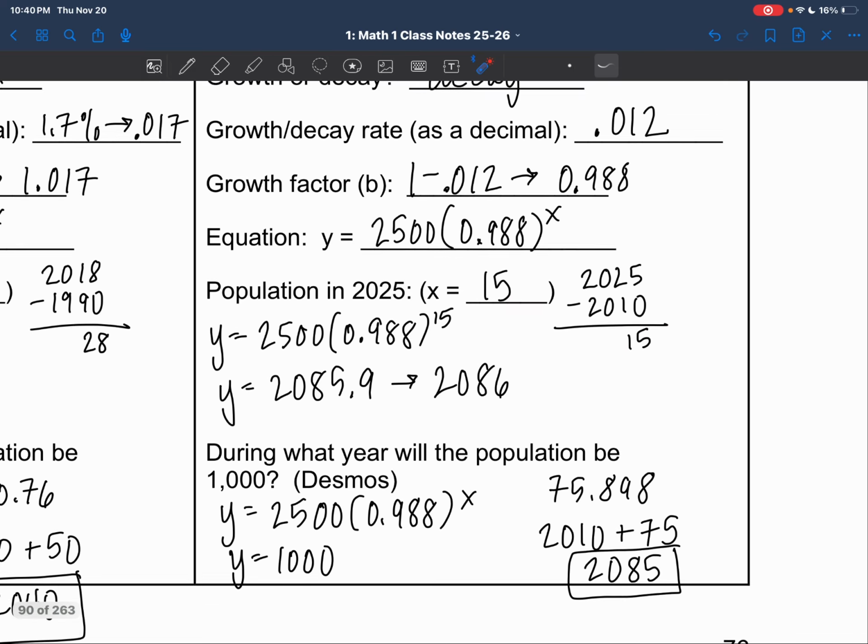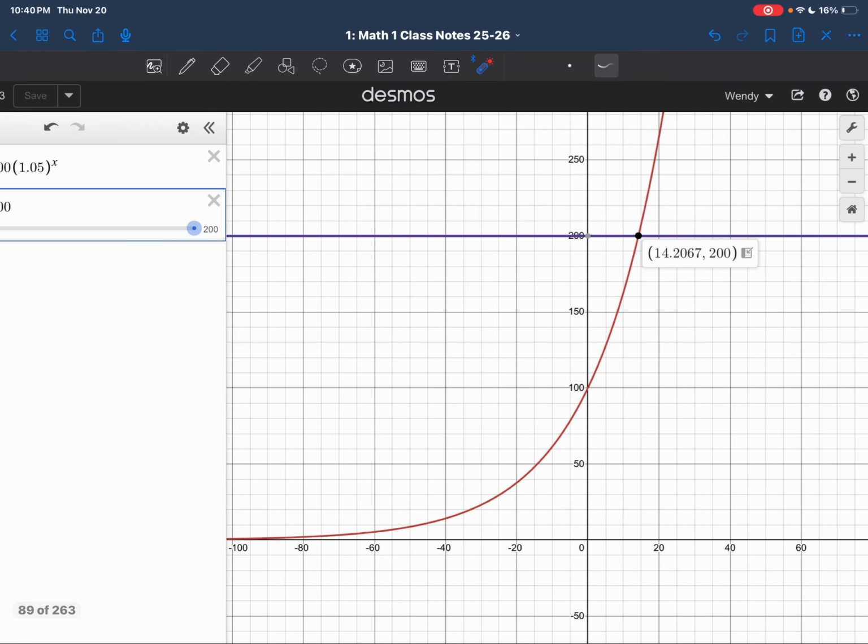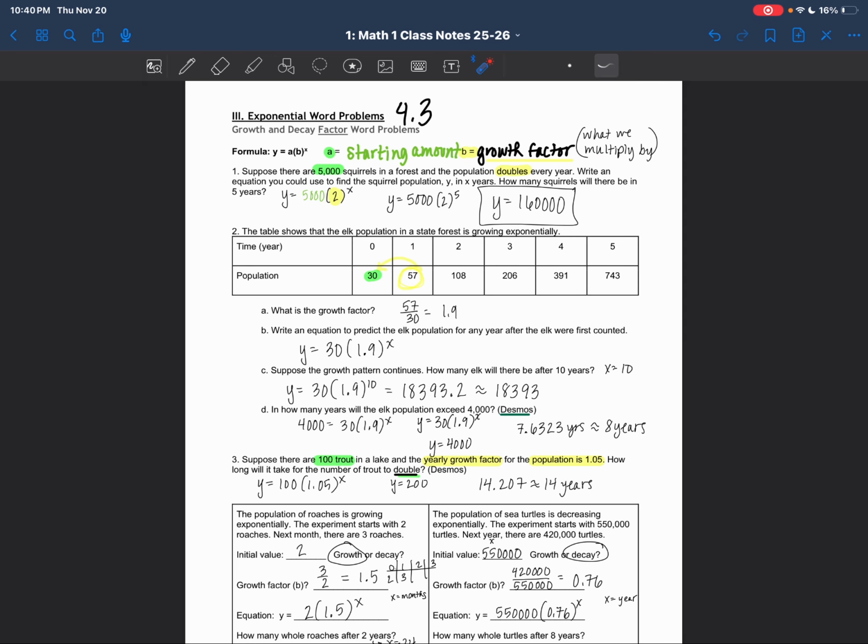All right. So like I said, go through, finish this out, check your answers here, but these are all how you do exponential word problems. So use the formula, a is your starting amount, b is your growth factor, and if it gives you a percent, you have to add or subtract it from 1 after you've converted it to a decimal.